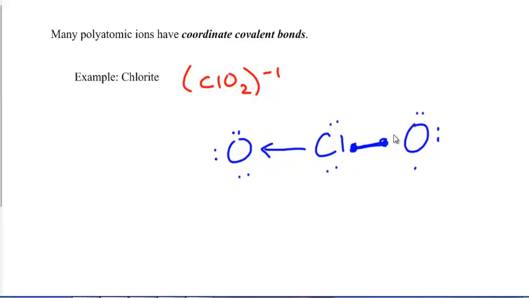What about this other oxygen? 1, 2, 3, 4, 5, 6, 7. So how will it get up to 8? Do we need to do another coordinate covalent bond? No, we only do coordinate covalent bonds when the other atom needs 2 electrons. Oxygen over here only needs 1 more, so it's going to come from an outside cation. We're going to draw it like this to show that that's where the -1 charge in this polyatomic ion came from.